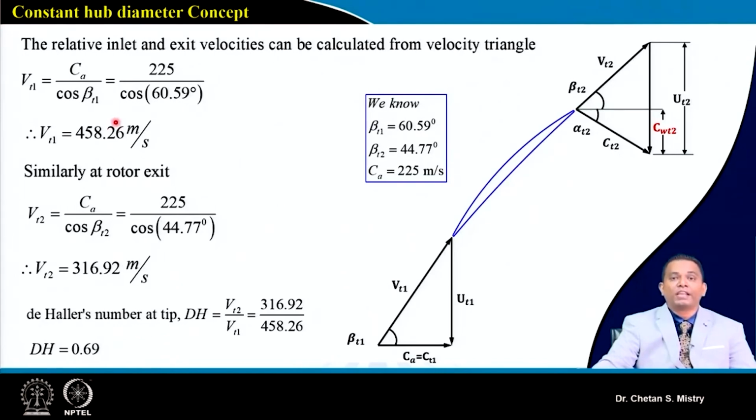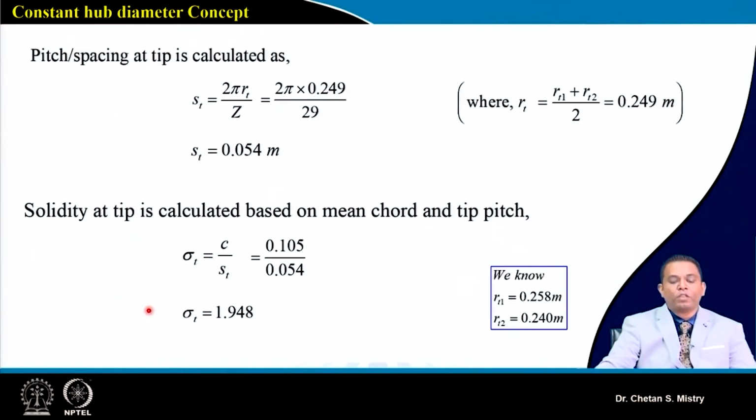Now for the calculation of relative velocity components, at the entry it is given by CA by cos beta 1, and this relative velocity component at the entry comes to 458.26 meter per second. Similarly, at the exit we can do our calculation, and that comes to 316.92 meter per second. Based on that we can calculate de Haller's factor, and that comes to 0.69. Now as we have taken our number of blades to be 29, at the tip we can calculate the pitch and the solidity. Based on a chord of 0.105 meter, the solidity near the tip comes to 1.948.